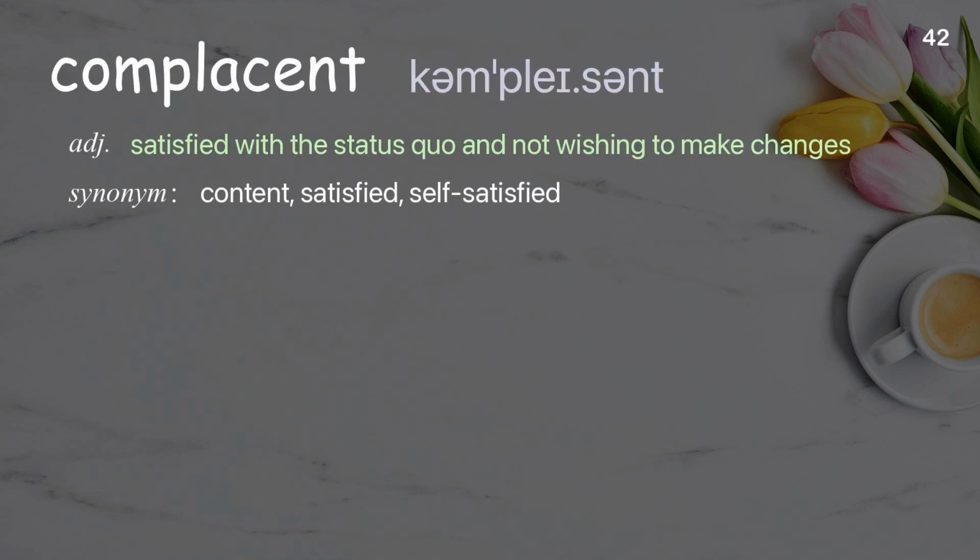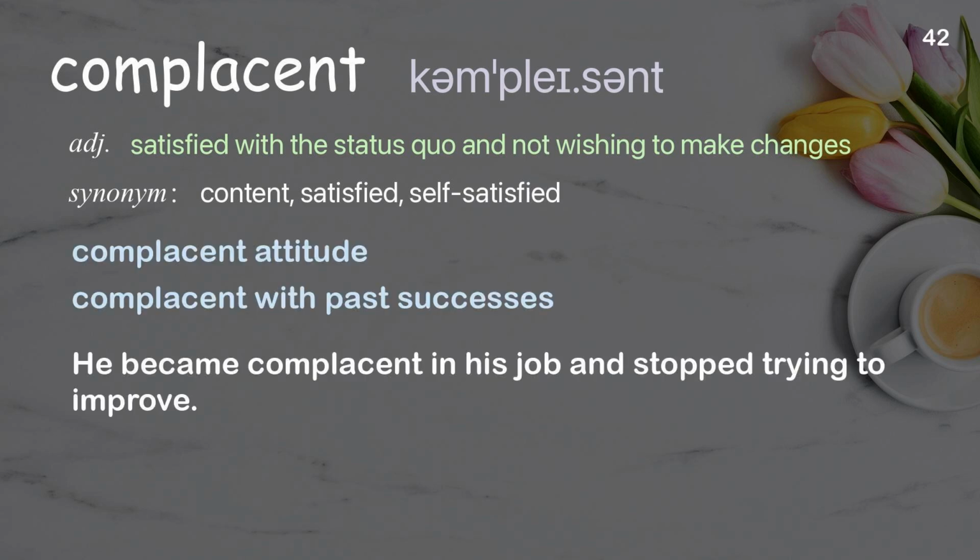Complacent. Satisfied with the status quo and not wishing to make changes. Examples: Complacent attitude. Complacent with past successes. He became complacent in his job and stopped trying to improve.